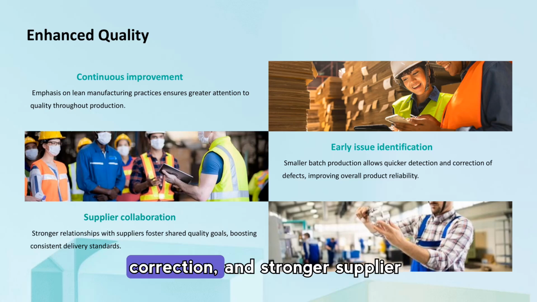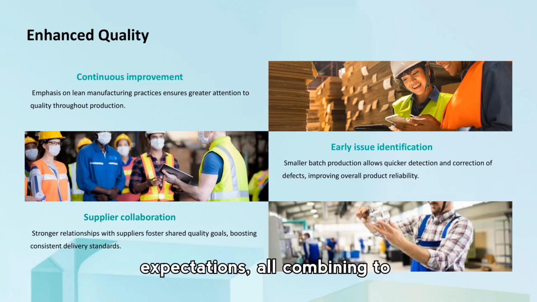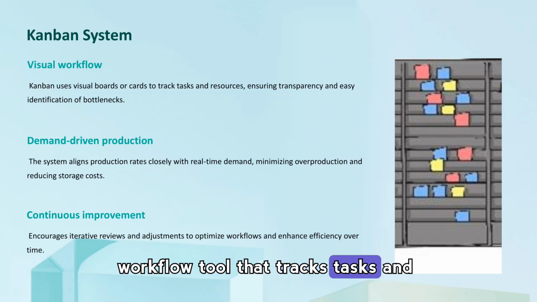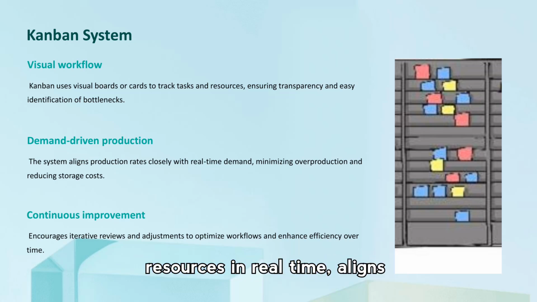Enhanced quality follows from lean practices that focus on continuous improvement, smaller batches that reveal defects earlier for quick correction, and stronger supplier relationships that align on quality expectations, all combining to improve product reliability and consistency over time.